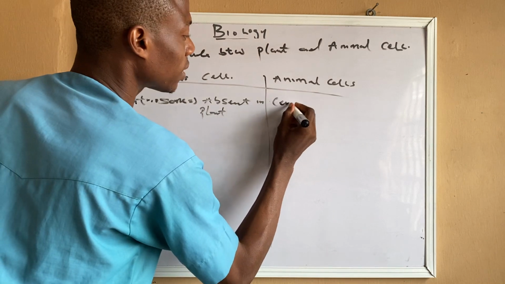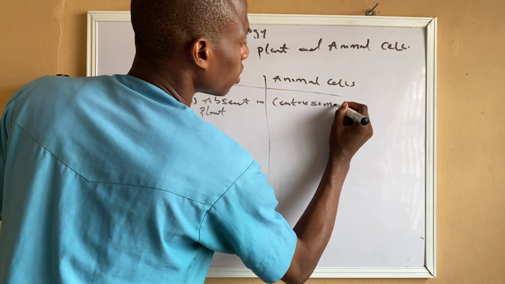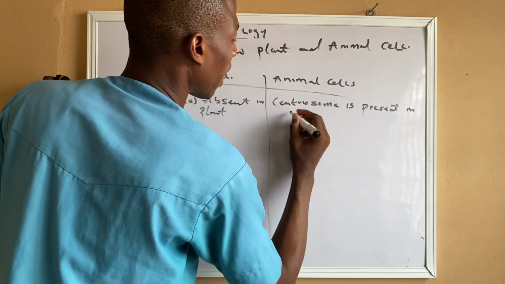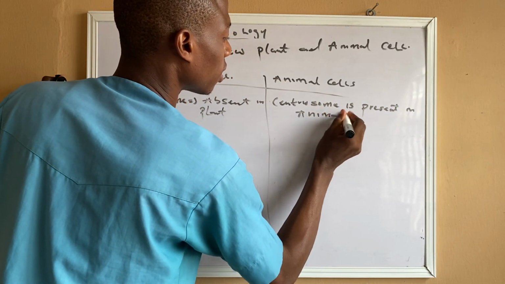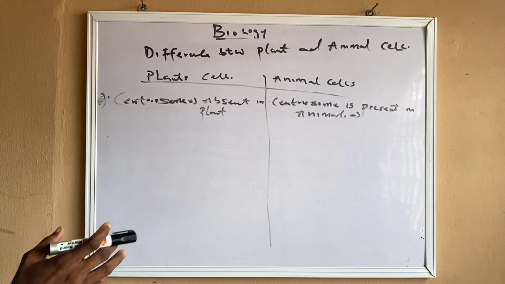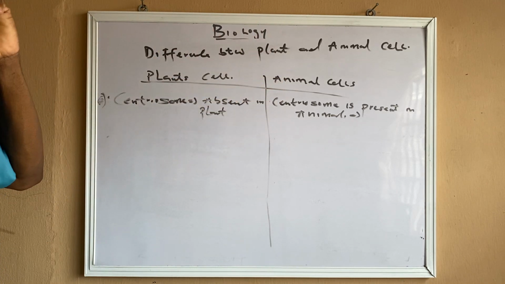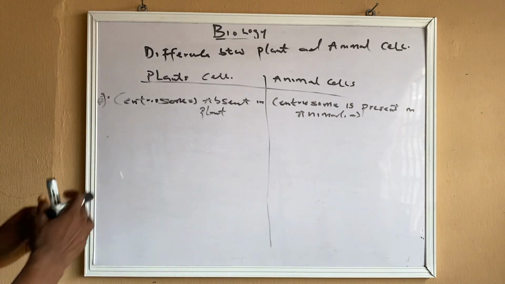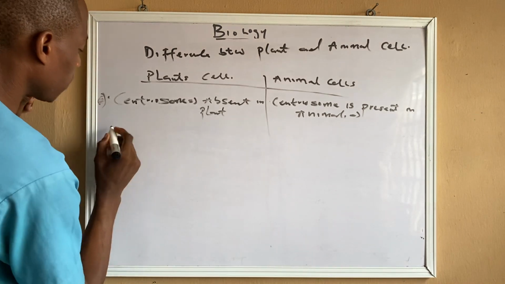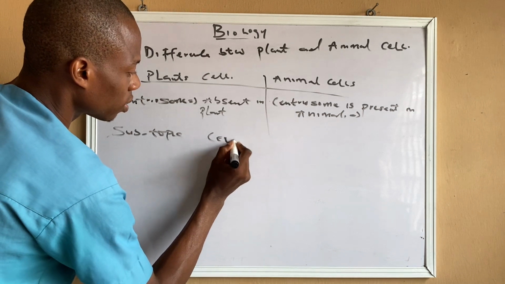And the centrosome is present in animals, because the centrosome is basically used in cell division. And this will lead us to the next subtopic, cell division.